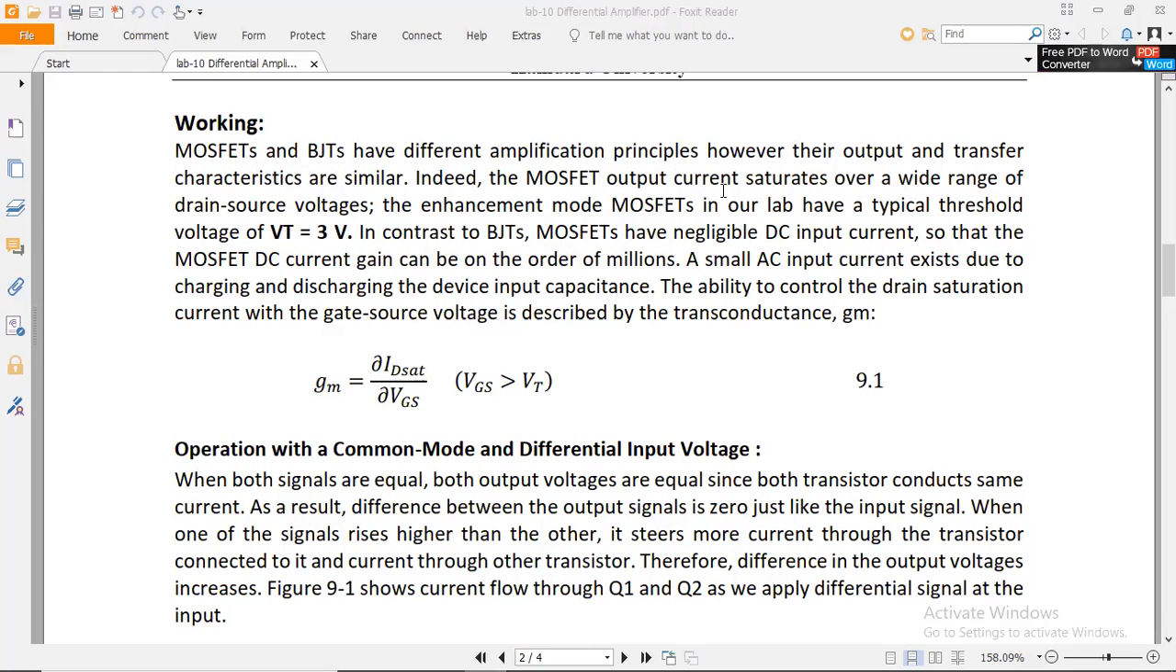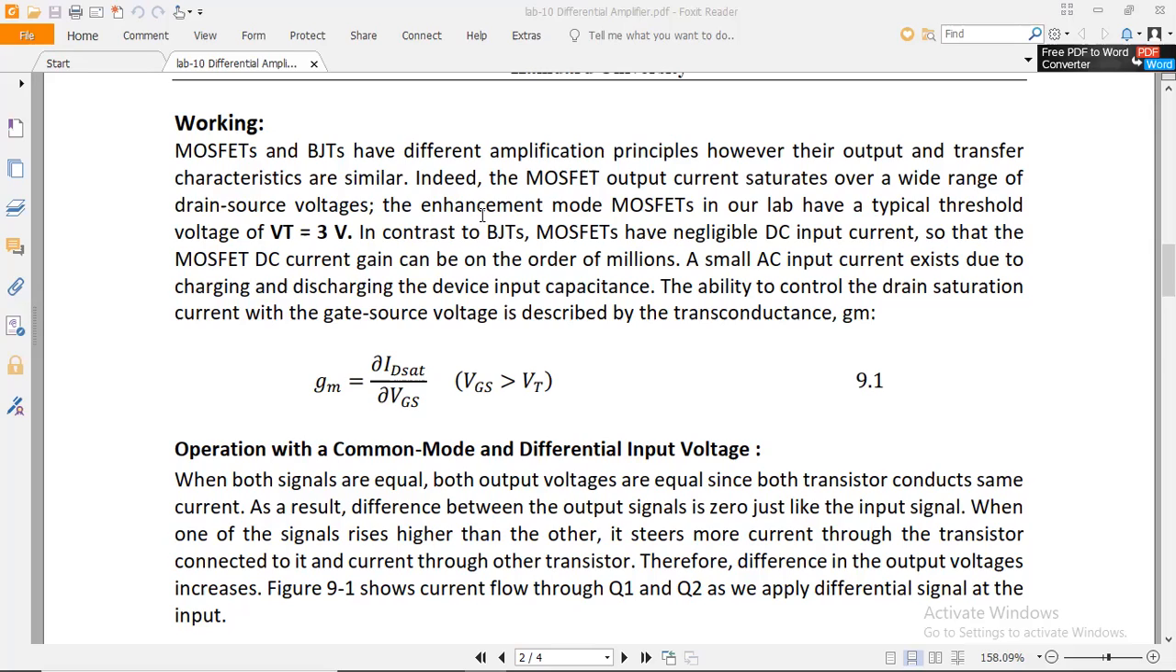Indeed, the MOSFET output current saturates over a wide range of drain-to-source voltages. There are two modes of MOSFET. How many modes of MOSFET can anyone tell me? One is enhancement mode, and what is the other mode of MOSFET? Okay, one is enhancement mode, and the second is depletion mode.